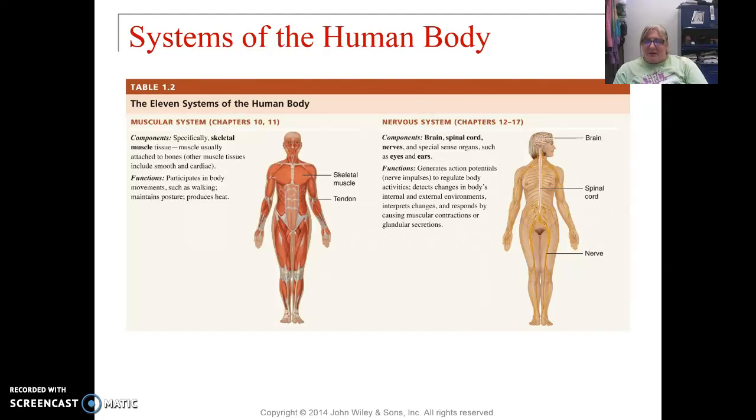The function of the nervous system is to generate action potentials and control changes in the body rapidly. So you pick something up that's hot, you set it down before you burn yourself. If you step on a nail, you can move your foot before it actually gets in through the skin.